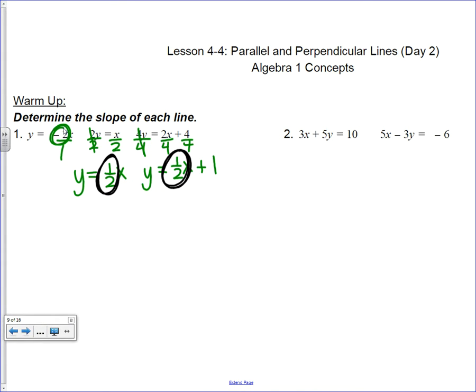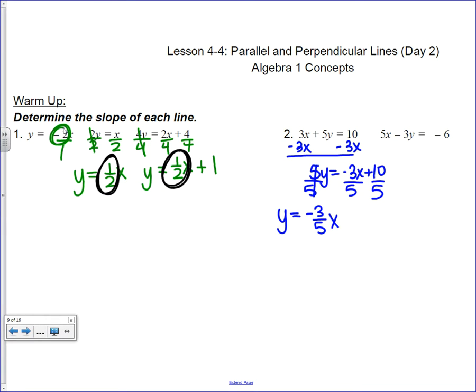What variable do I have to get alone? Y. Let's start going around the room. Dalton, how am I going to isolate that y in number 2? Okay. Perfect. One more step, sir. Okay. Does -3 divide by 5? What do you guys think? No. So I'm going to leave it as -3/5 x. And then what's 10 divided by 5, Dalton? Perfect. So looking at this line, what's the slope? Awesome.